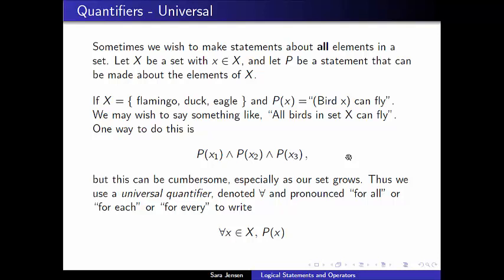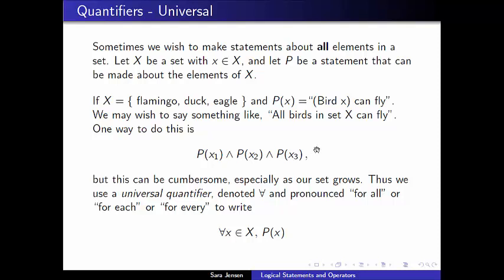And so that's the purpose of what's called a universal quantifier. This is a mathematical symbol. It's an upside down A, and the A comes from the word all. When I see this mathematical symbol, the upside down A, I read that out loud as "for all," or it's also acceptable to say "for each" or "for every."